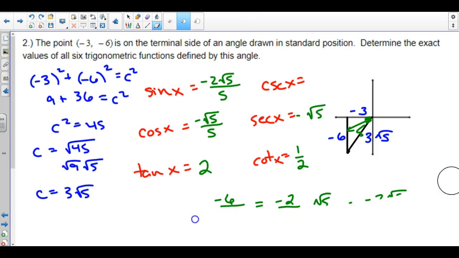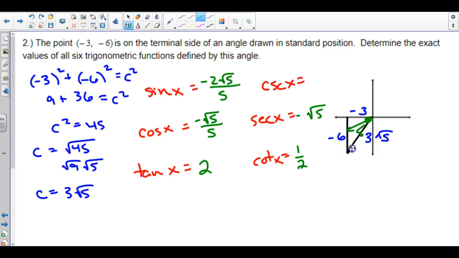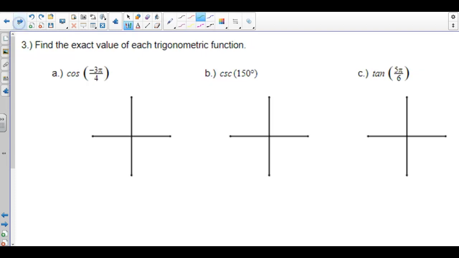And then just like we did with cosine, I'm going to take the ratio of hypotenuse over opposite, so just basically flipping that. So I'm going to end up with 3 radical 5 over -6, which, the 3 over the -6, I'm going to leave as negative radical 5 over 2. So 3 over 6 being 1 over 2. And those are my 6 trig functions.